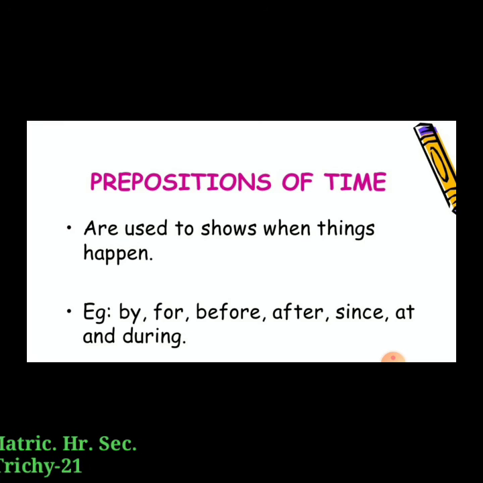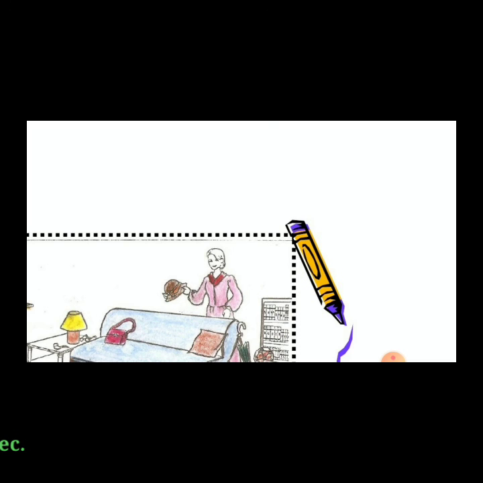Prepositions of time are used to show when things happen. For example, by, for, before, after, since, at, and during. So these are prepositions of time.